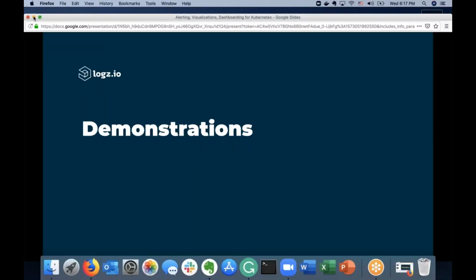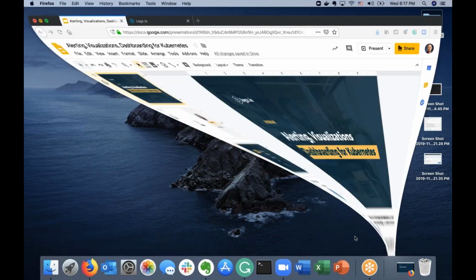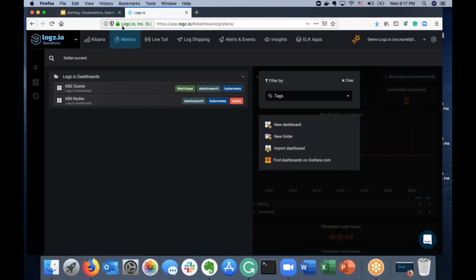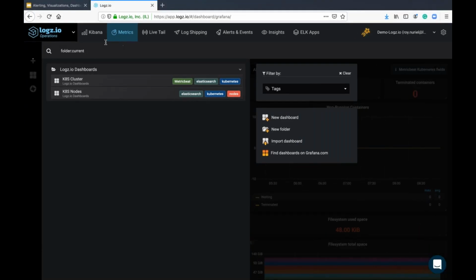So I want to share with you, for those of you who are familiar with Logz.io, can you see the Logz.io screen now? Yes, I can. Okay, perfect, thank you.